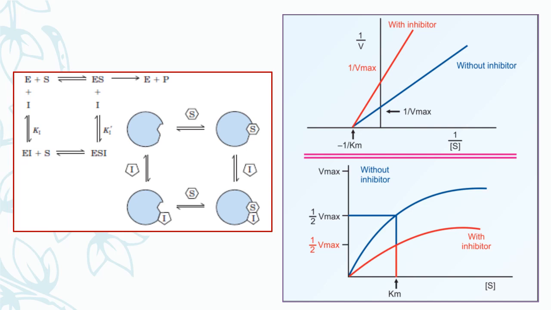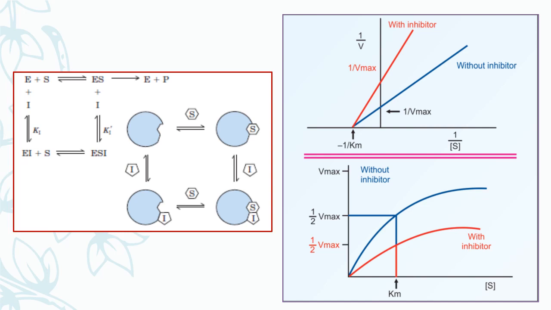But what is the difference? Here, the binding sites for substrate and inhibitors are separate. Not like uncompetitive inhibition, where only after binding of the substrate, the site for binding of the inhibitors opens up and becomes functional. Not like that. From the very beginning, the enzyme can bind with the substrate or the enzyme can bind with the inhibitor. Anyone.